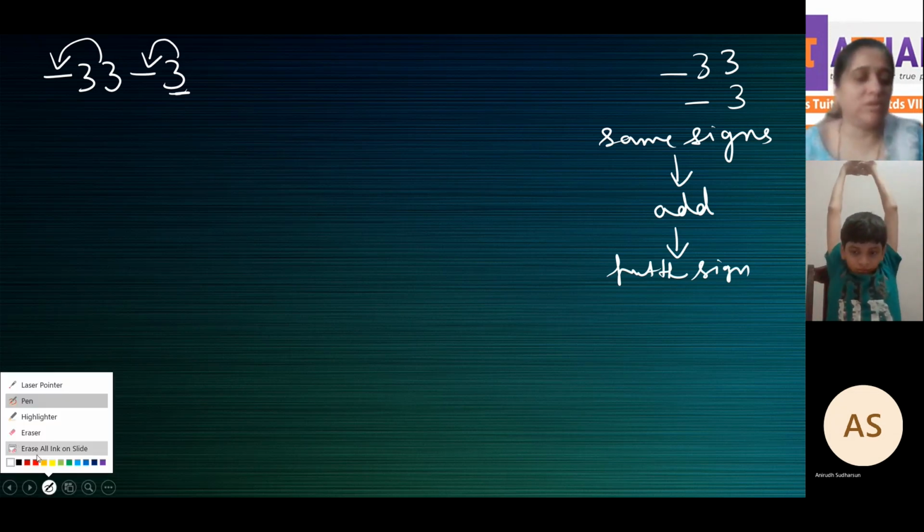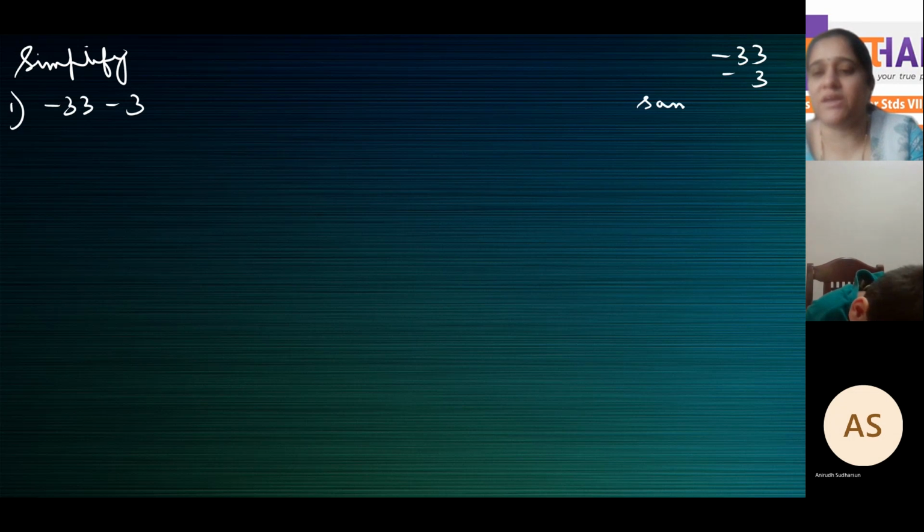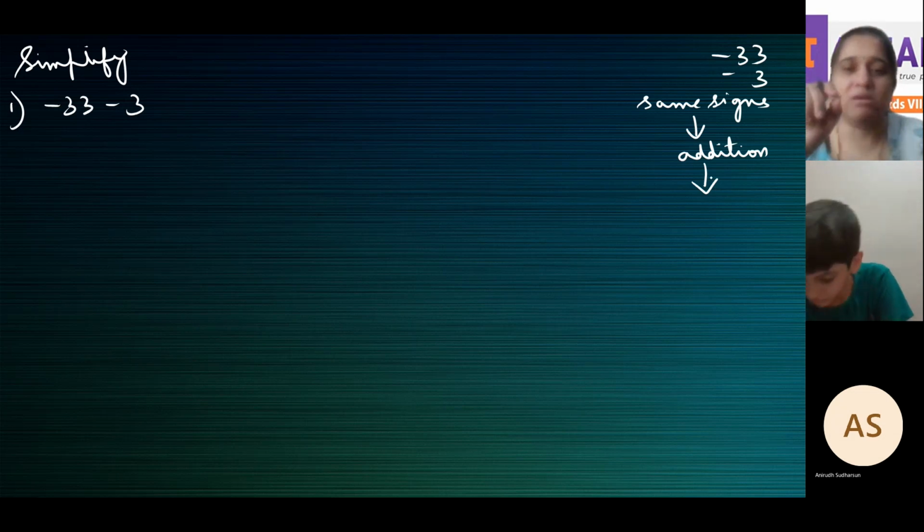Maybe I'll write it more neatly. If you want, you can take it down. See here. Supposing you have to simplify minus 33 minus 3. So what do you see? Same signs. Minus minus, same signs. That means the operation is addition. You must add. And when you add, you'll get a number. Always the answer will have two things.